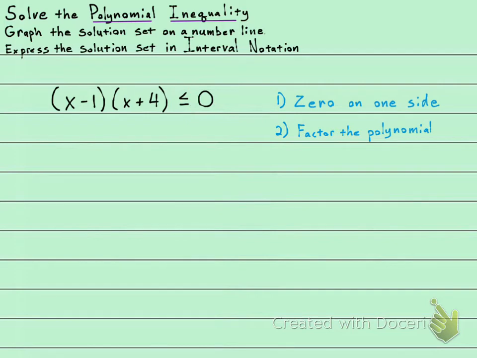And when you have these, there's two things you have to do. The first thing, you need to make sure that you have a 0 on one side. And that's already here for us. Okay, here's my 0 on one side. I put a little smiley face in there.